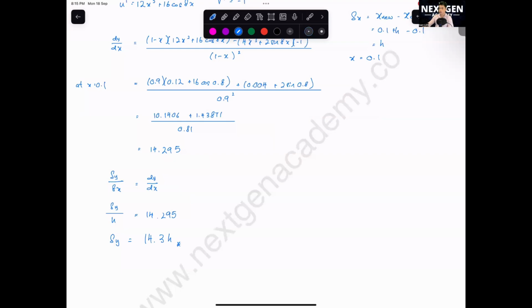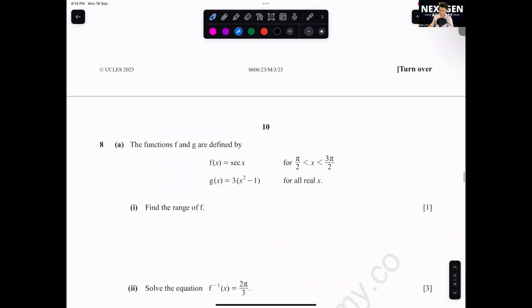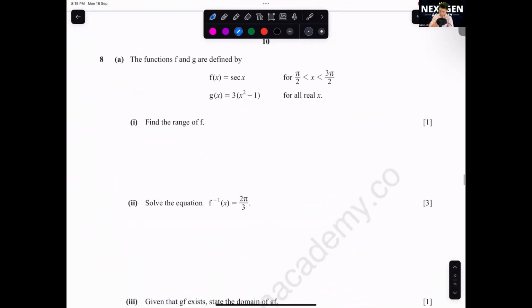Okay, I want to ask all of you, for question 8, right? How did y'all do? Okay, for question 8a, those who have tried already. Functions f and g are defined by f(x) equals secant x for pi over 2 to 3 pi over 2, g(x) equals 3 bracket x squared minus 1 for all real x. How do y'all solve this? How do you know f(x) is less than or equals to negative 1? I just want to know, or what method have you all learned?